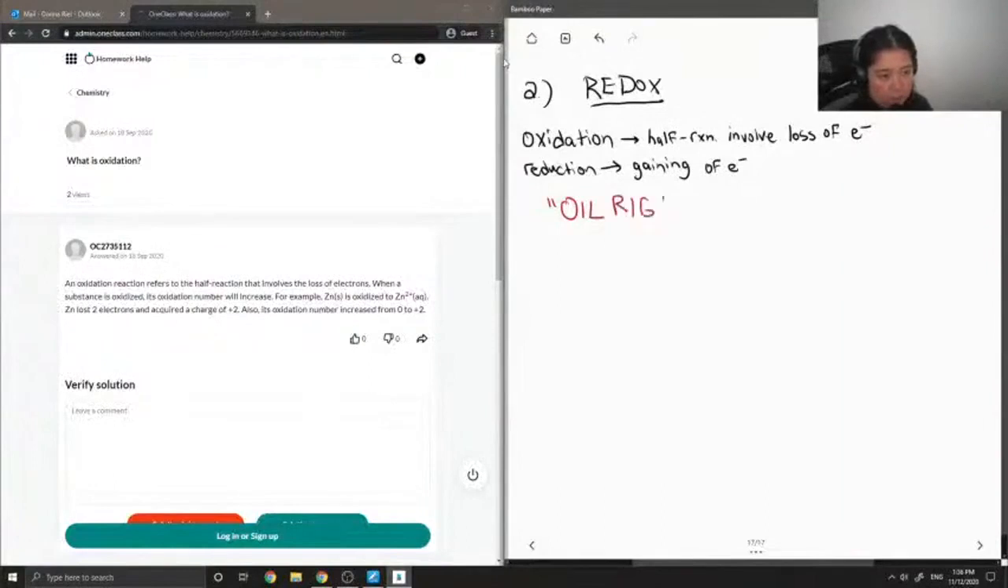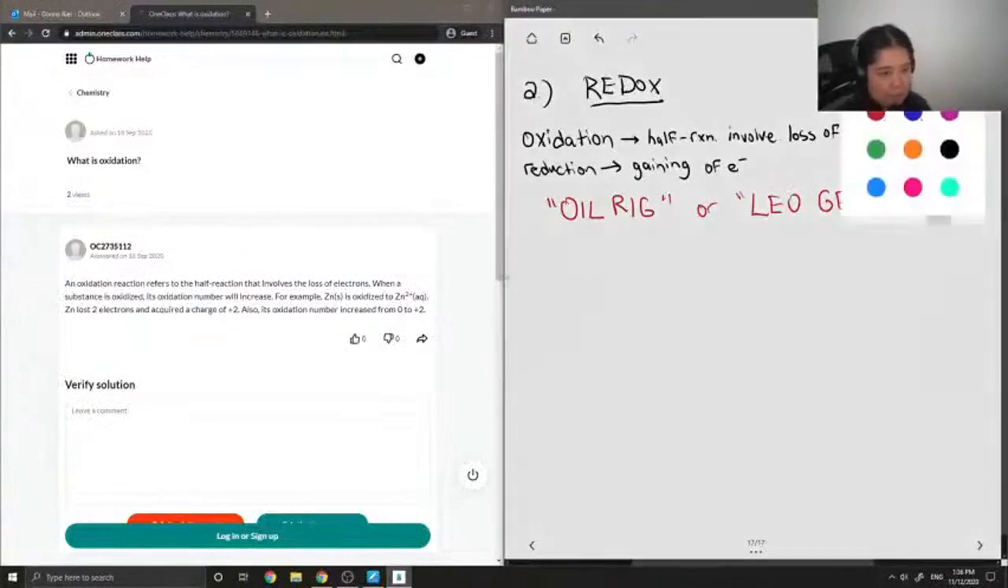One of them is OIL RIG, which means oxidation is losing electrons and reduction is gaining electrons. There's also LEO GER. So losing electrons is oxidation and gaining electrons is reduction. So it all depends on which one you prefer to use. And I'll just have an example of both.